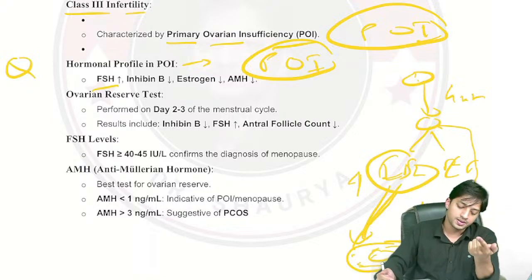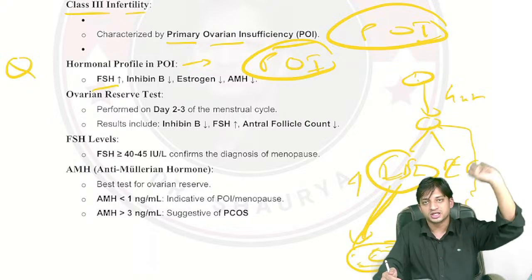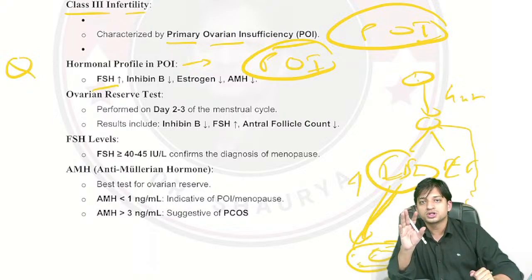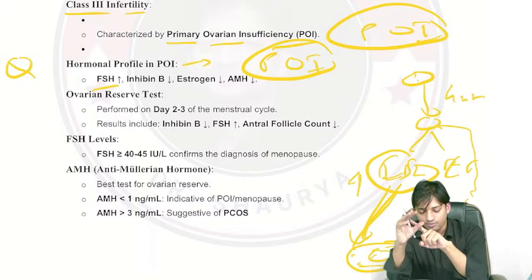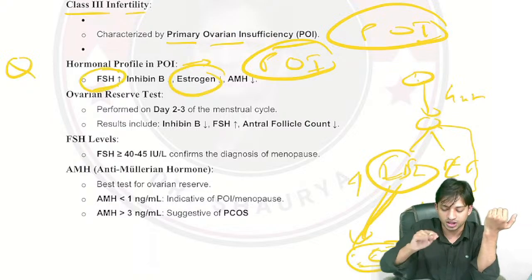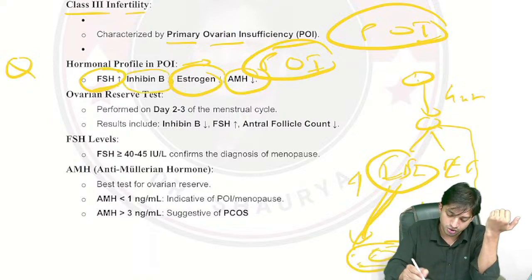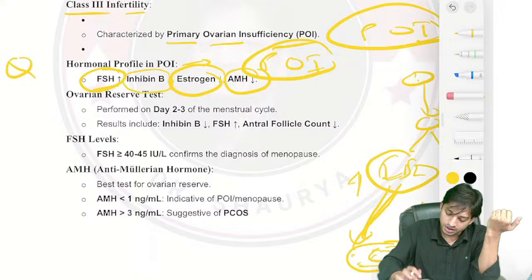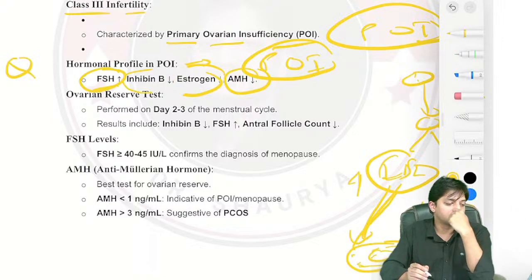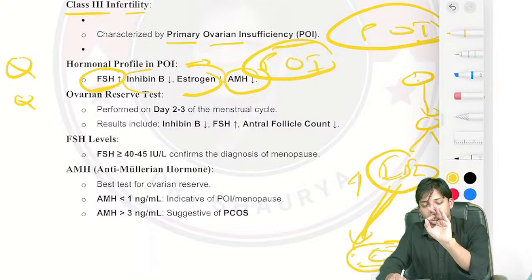So what will happen in primary ovarian insufficiency? More FSH will be secreted from the pituitary, and no estrogen or very little estrogen from the ovary. Simple science. FSH increased, estrogen decreased, and anti-Mullerian hormone also decreased, and inhibin B also decreased. Just have a look: inhibin B decreased, estrogen decreased, and AMH decreased. This is the picture you will see in primary ovarian insufficiency.